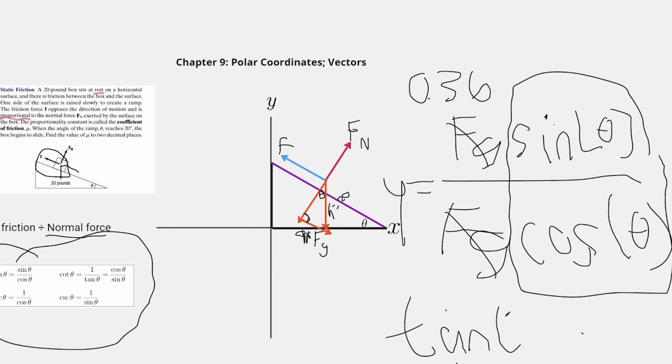And we know theta is 20 degrees. So if you put 20 degrees in here, this would equal 0.36. Just to show proof that that is the correct answer. I hope this was helpful.